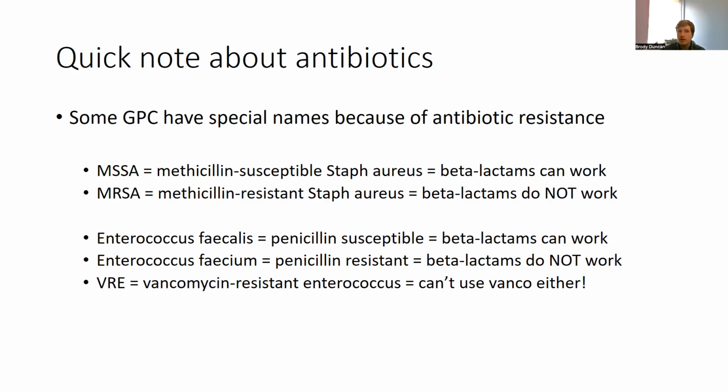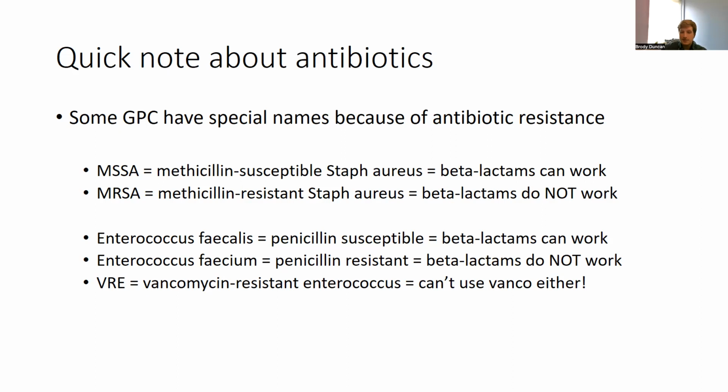But I'll note that some gram-positive cocci have special names because of antibiotic resistance. So MSSA is short for methicillin-susceptible Staph aureus, which is essentially a historical acronym that says beta-lactams can work. So, MSSA is something that you could use cloxacillin, you could use cefazolin for. MRSA, which some people also pronounce MRSA, is methicillin-resistant Staph aureus, which basically means beta-lactams do not work. So you can see how that could be a big problem. So MSSA and MRSA are definitely names that you have to memorize.